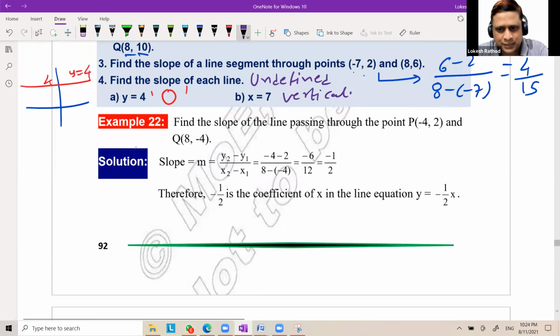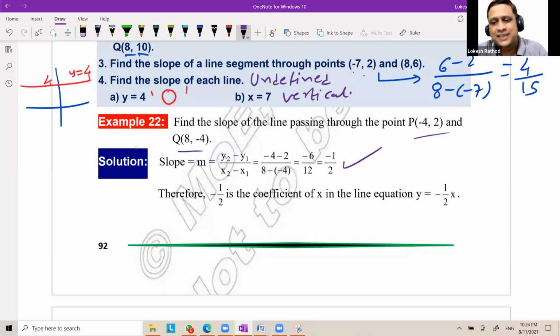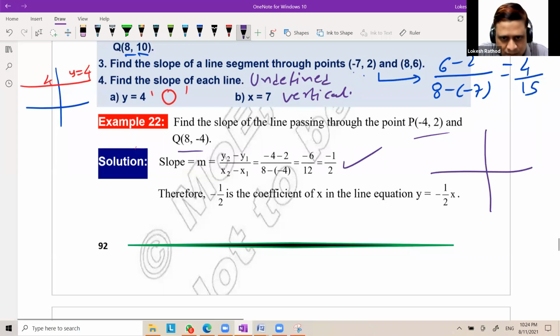This question. Okay, so I think we can do all these questions, right? Find the slope of the line passing through these two points. Change in y coordinate over change in x coordinate. That's negative, so it's a decreasing line. If I want to show you, it's like this.